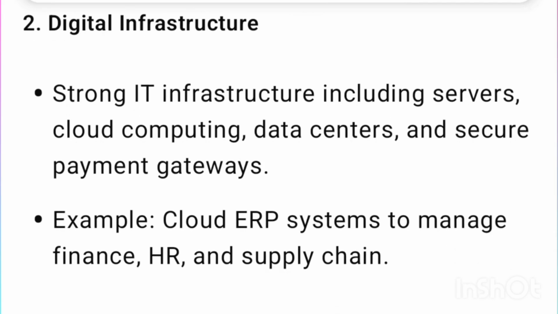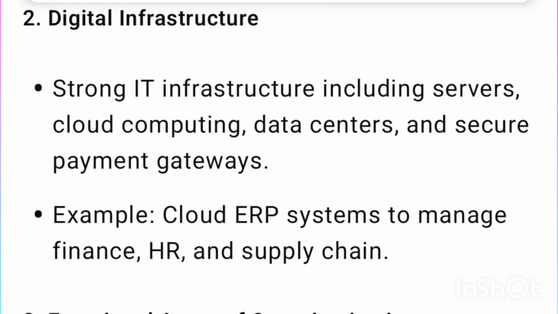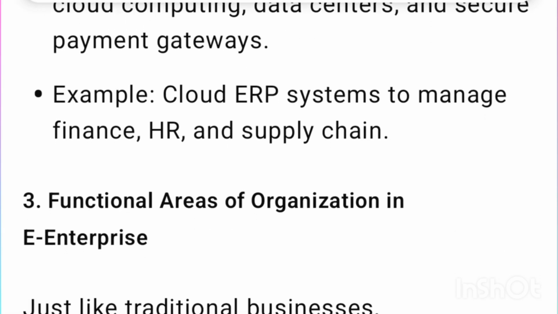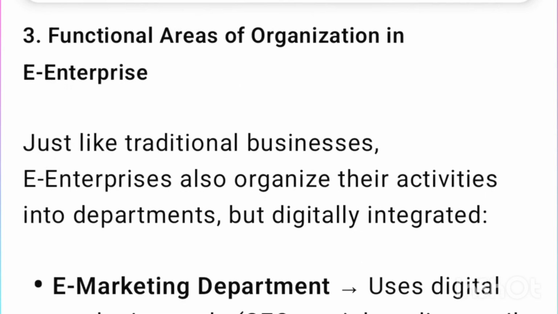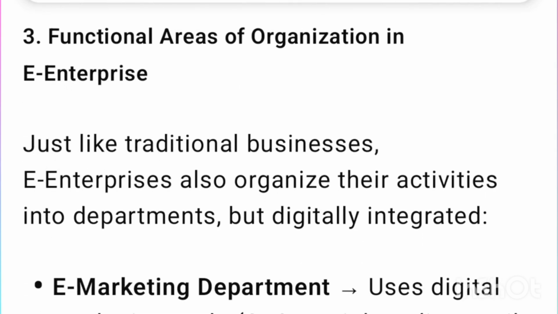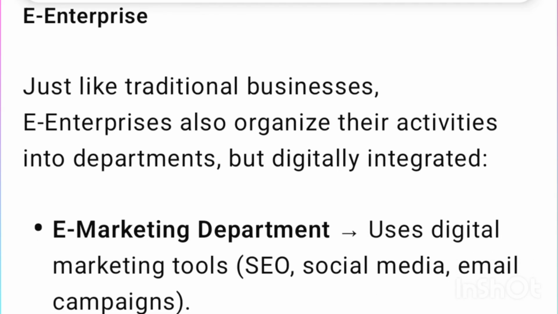2. Digital infrastructure. Strong IT infrastructure, including servers, cloud computing, data centers, and secure payment gateways. Example: cloud ERP systems to manage finance, HR, and supply chain. 3. Functional areas of organization in e-enterprise. Just like traditional businesses, e-enterprises also organize their activities into departments, but digitally integrated.